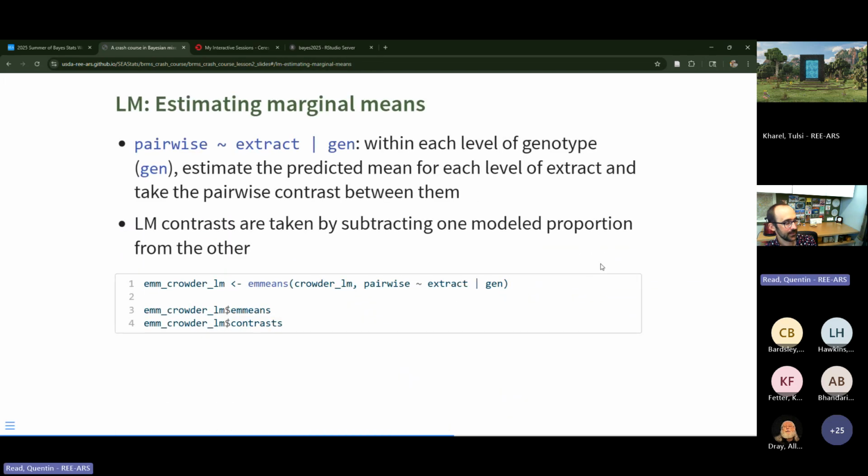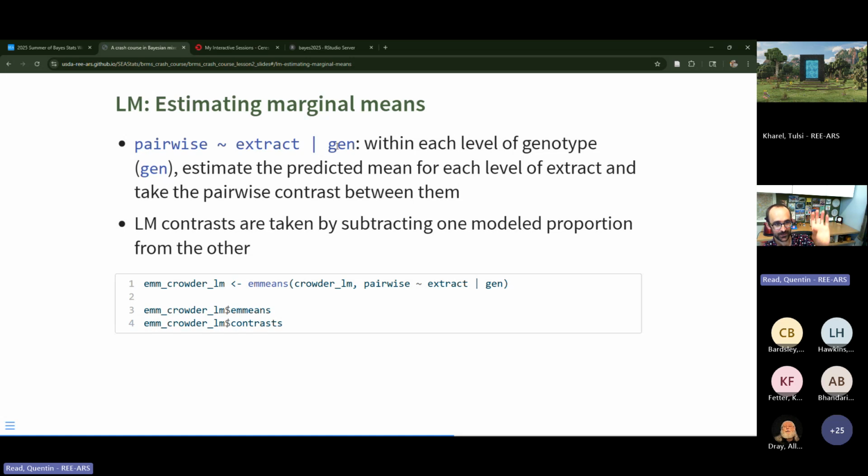And so let's look quantitatively at what predictions each of the two models are making. This will help illustrate why the generalized linear model is more appropriate. The syntax we're going to use is for the emmeans function, which we already saw in the previous lesson: pairwise tilde extract pipe genotype. That means we're going to say, what is the pairwise contrast between the two extract levels within each genotype?